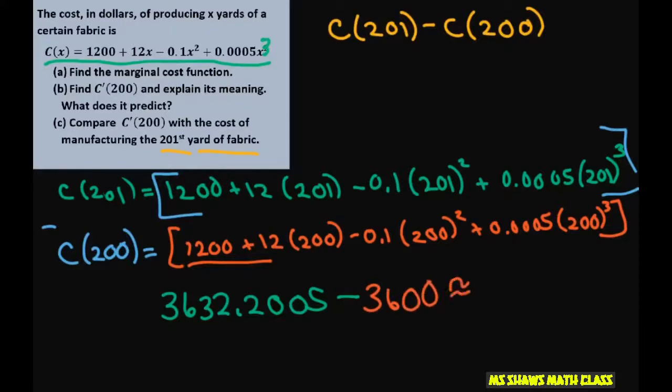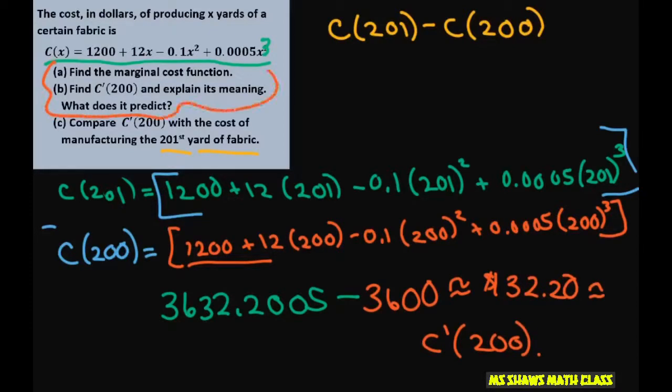And that's approximately $32.20, which is approximately our C prime of 200. So you can see doing it this way is a lot easier than doing it the way we just did it. It's an approximate value, but it works.